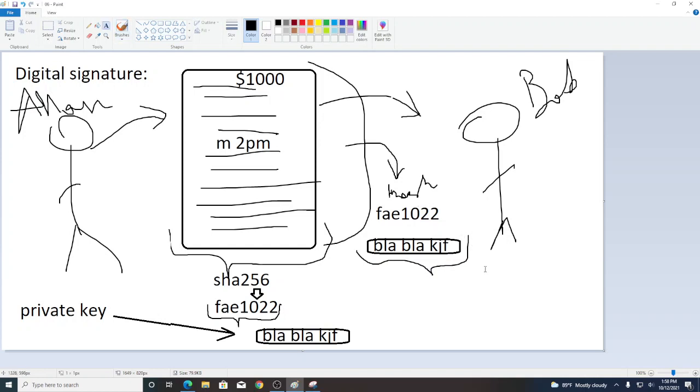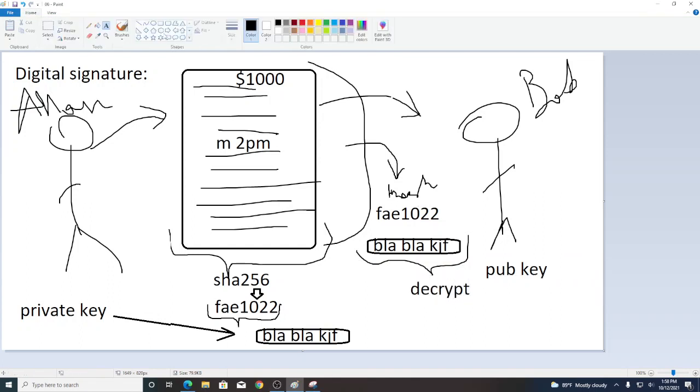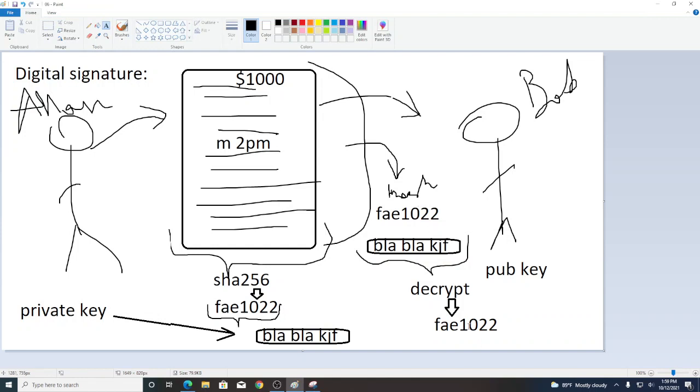So with the public key, he will decrypt it, and it should give him again that same hash. If it does, he will know that this message is actually really coming from me, because public key can only decrypt what has been encrypted by a private key, and hopefully I'm still the only one who is holding the private key.